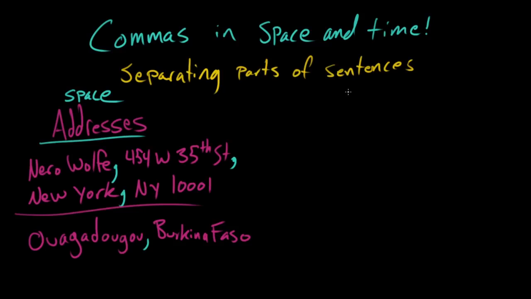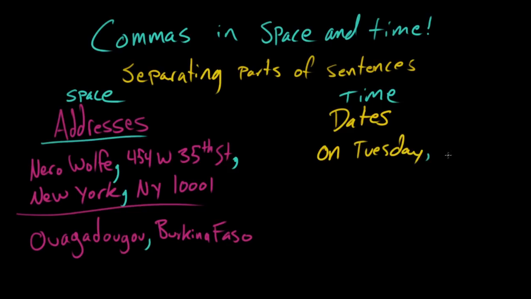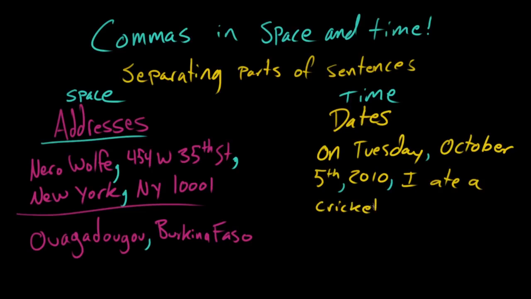Paige, how are commas used in time? So commas are used in dates. Okay. So I could say on Tuesday, comma, October 5th, comma, 2010, comma, I ate a cricket. So as you can see, we've separated the day of the week from the day of the month, right, October 5th, from the year, 2010, and then separated all that from the rest of the sentence, I ate a cricket.